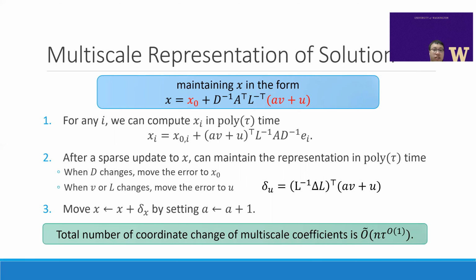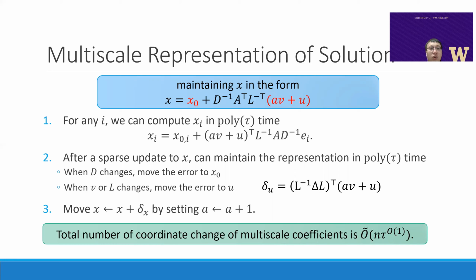Hence, the total number of coordinate changes of the multiscale coefficients is n times poly tau, and we can maintain this multiscale representation in n times poly tau time. Okay.